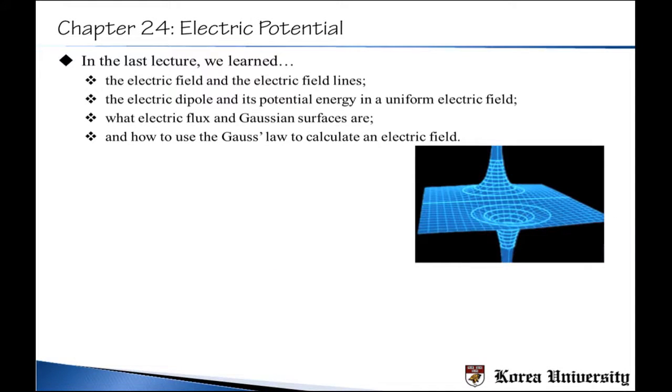So in the last lecture, we studied the electric field and the electric field lines. And we studied the electric dipole and its potential energy in a uniform electric field. And we also learned what electric flux is and also what Gaussian surfaces are. And finally, we learned how to use Gauss's law to calculate an electric field.